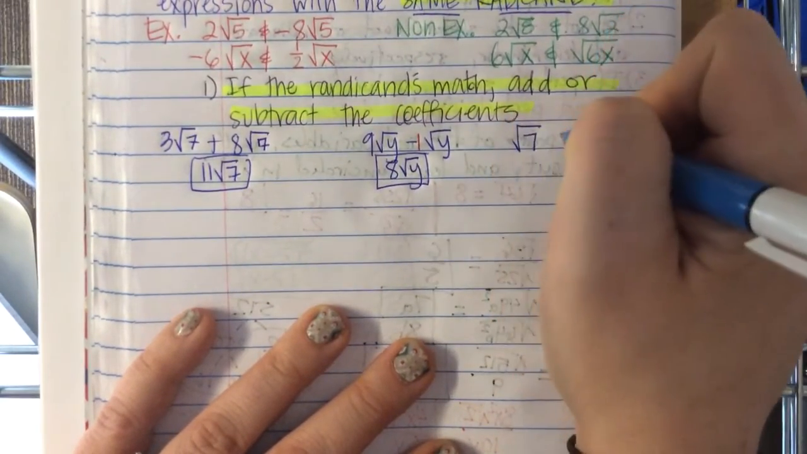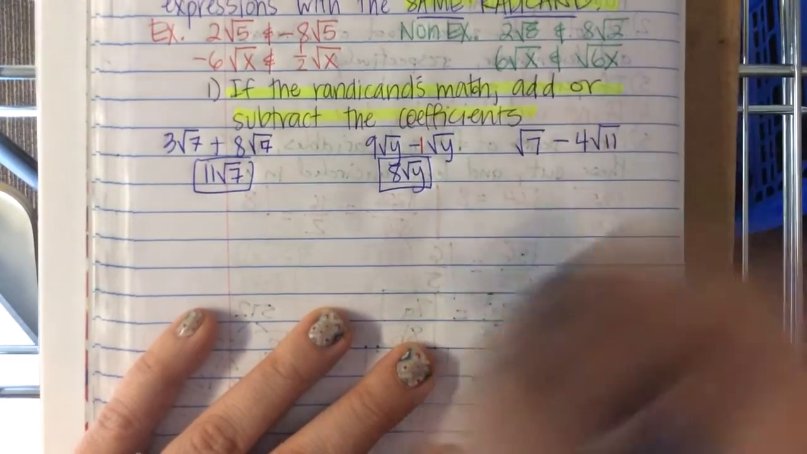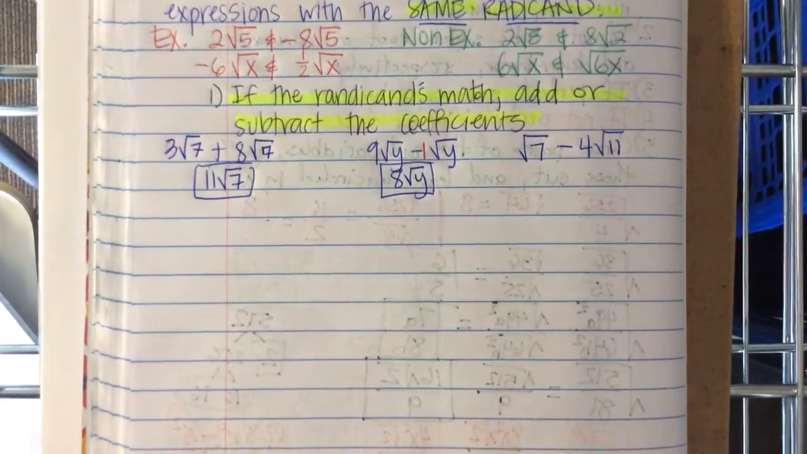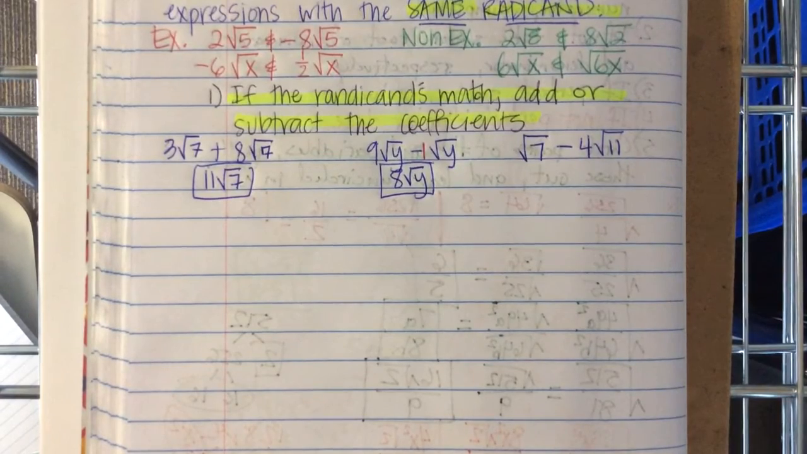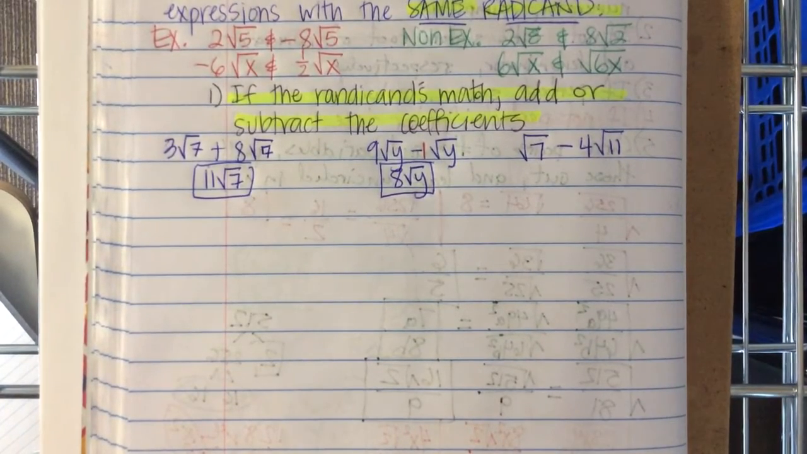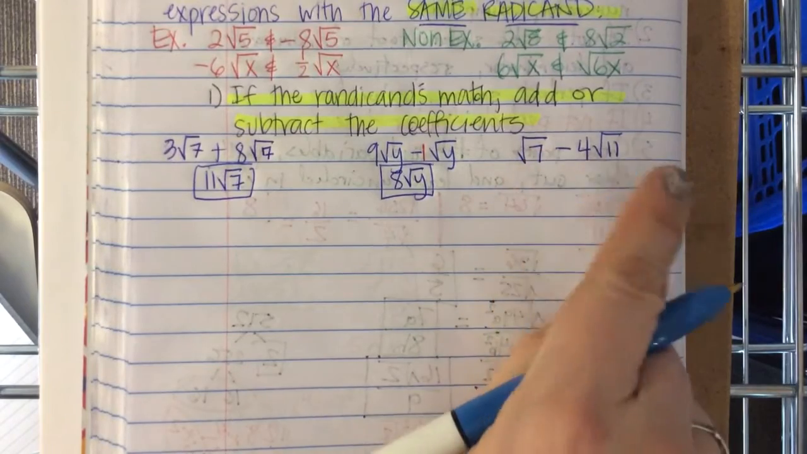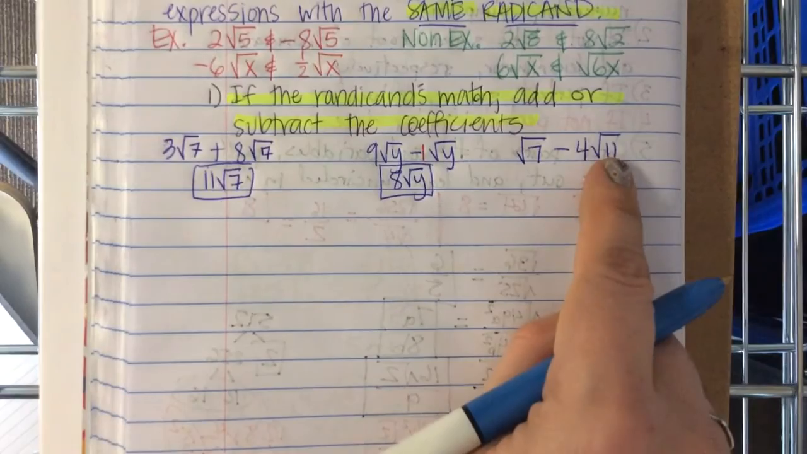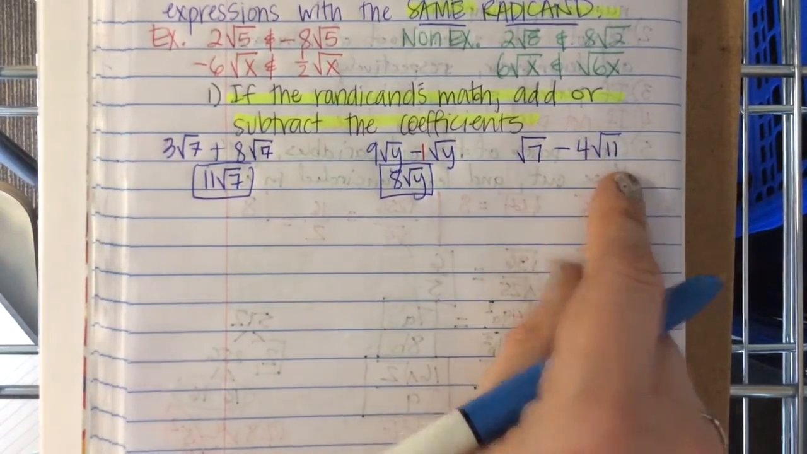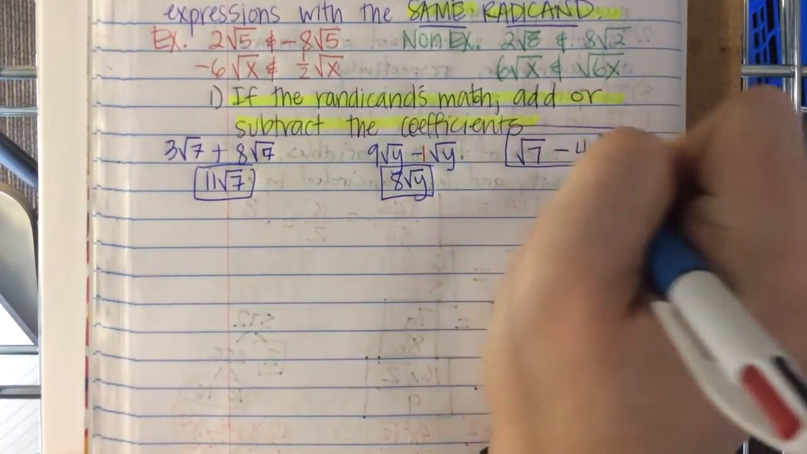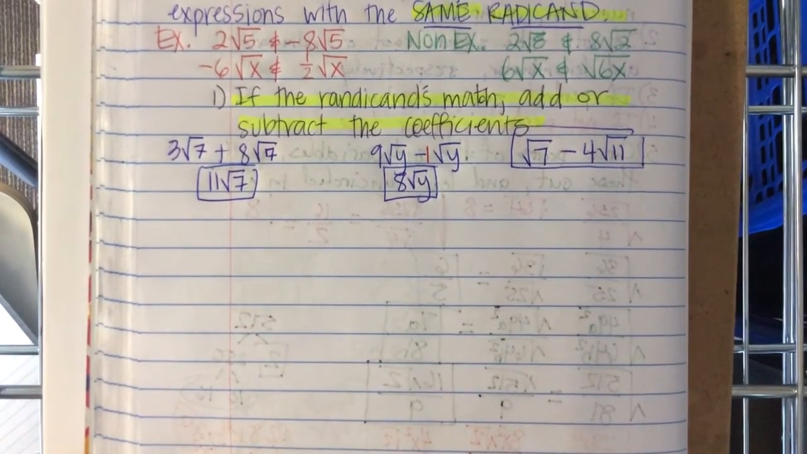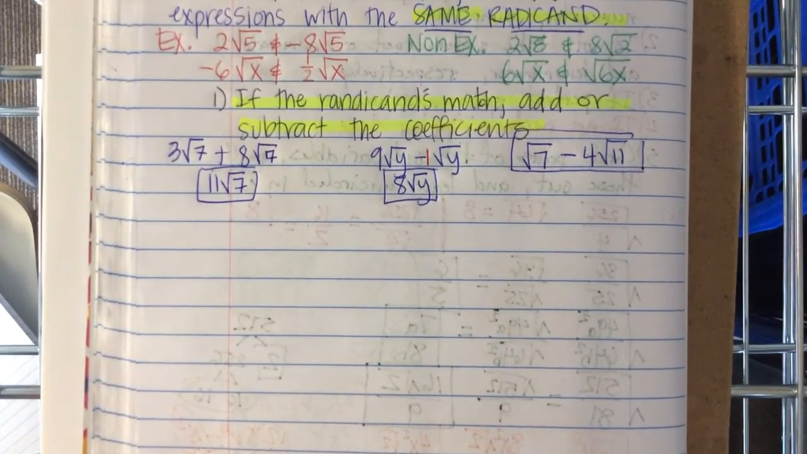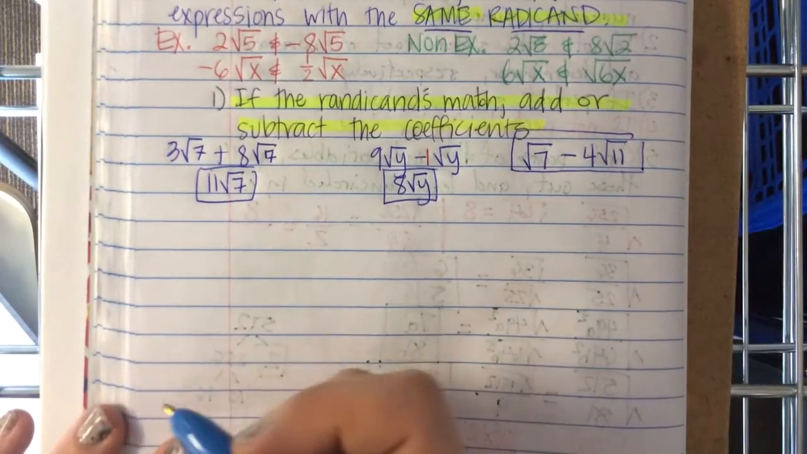Radical 7 minus 4 radical 11. Why can't you do it? Their radicands are 7 and 11. They don't match. So that's just your solution. Sometimes that happens.